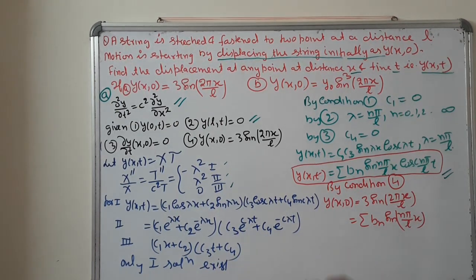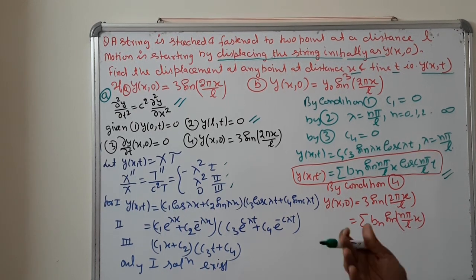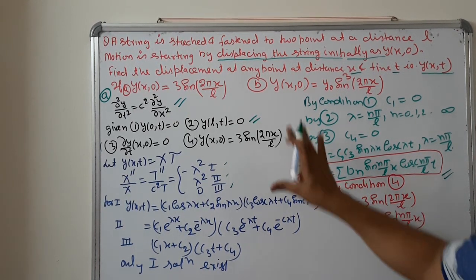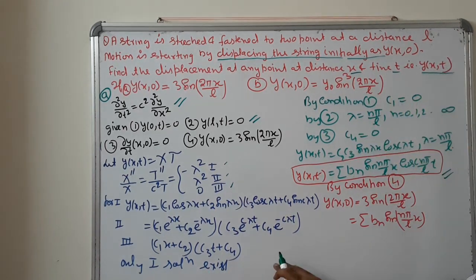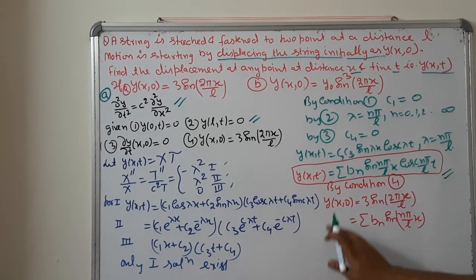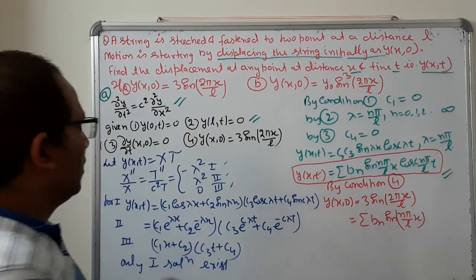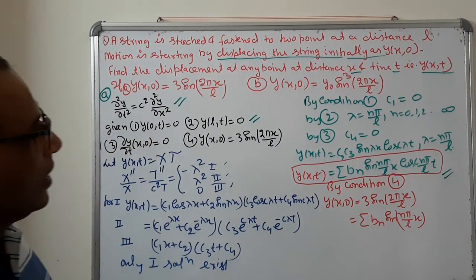And you can write this in detail, just see the last video, right? Otherwise this is enough, no problem. And then we say only the first solution will exist according to physical conditions, and then apply the conditions one by one. First apply the first condition, y of 0,t equal to 0.